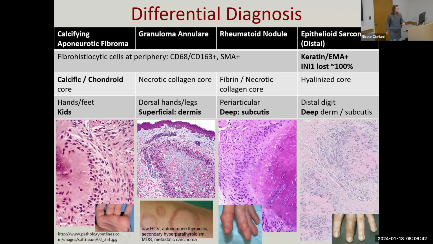As I said earlier, your differential diagnosis of the distal type is going to be something like a granuloma annulare or even a rheumatoid nodule or some kind of granuloma in an adult. And in a kid, well, kids don't really get epithelioid sarcomas, but something that histologically resembles it, right, might be a calcifying aponeurotic fibroma in a kid. All of the three on the left are actual histiocytes, right? They should be CD68, 163, and sometimes SMA positive, but these are not, right? So these have your keratin and your INI1 loss.